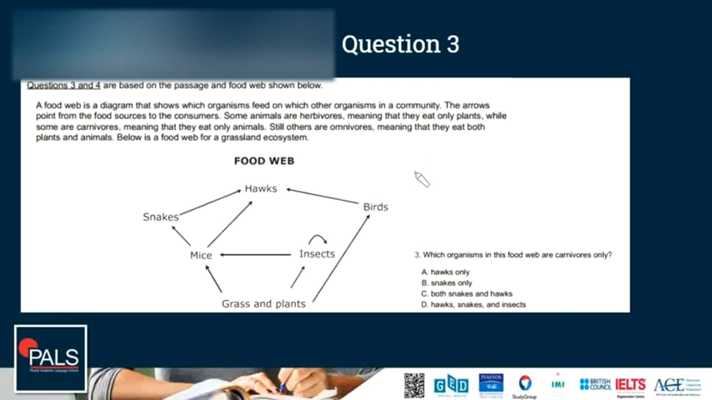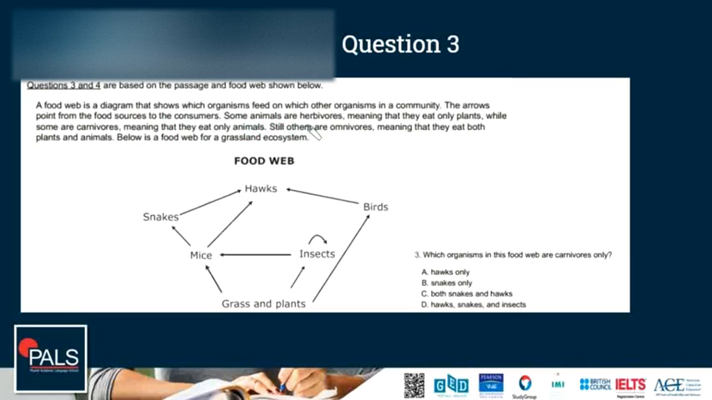Question 3. So this paragraph and food web will be related to the next two questions, 3 and 4. A food web is a diagram that shows which organisms feed on which other organisms in a community. The arrows point from the food source to the consumer.